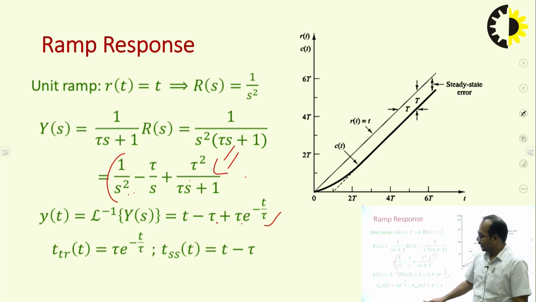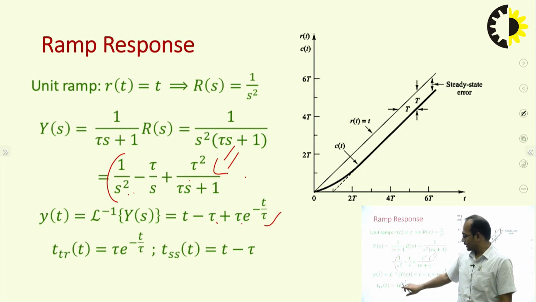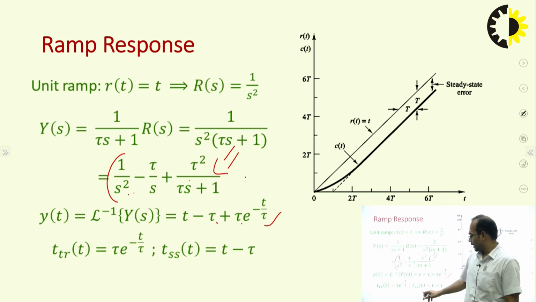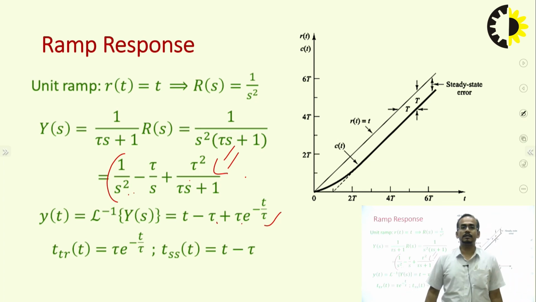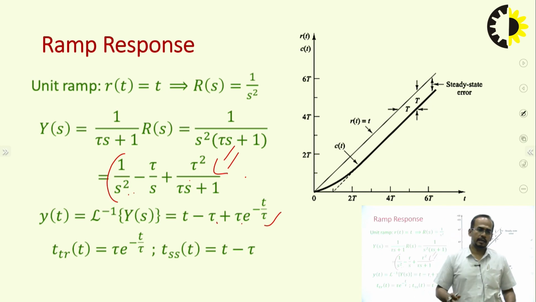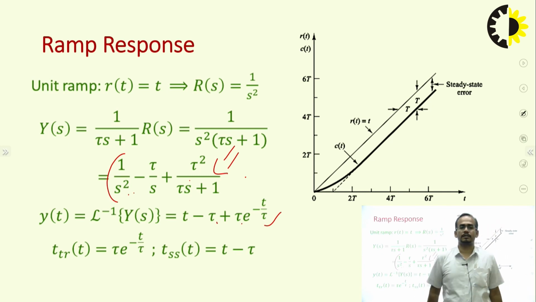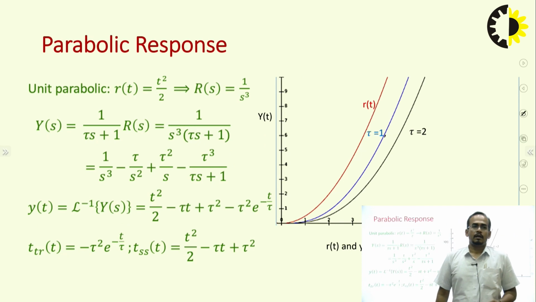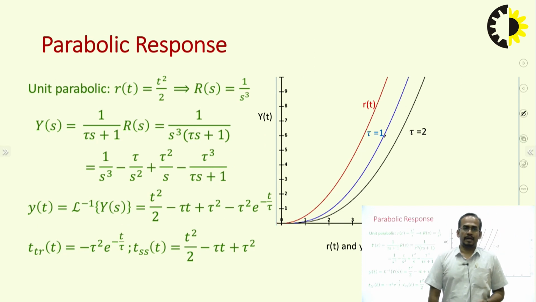This is very simple. The transient response will be tau e power minus t by tau, and the steady state will be t minus tau. So, in this way we can define the transient state and steady state response of the system. Similarly, we can do this for the parabolic system.